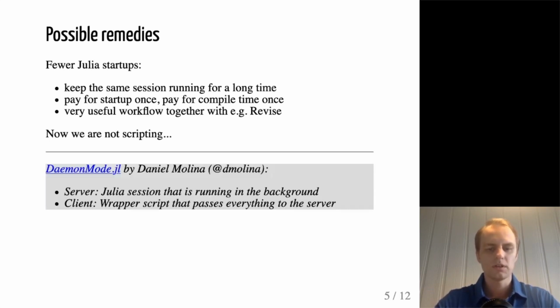I noted that after I sent in the abstract for this talk, a new package was announced on the Julia Discourse by Daniel Molina, called Daemon Mode. And I thought this was a really clever idea. Basically, you start up a Julia server in the background, and then you have a client, which is just a wrapper script that passes everything to this background server. This is quite clever, so you only need to start Julia once, but it's a little bit cumbersome that you need to have this server running in the background. But definitely check this out.